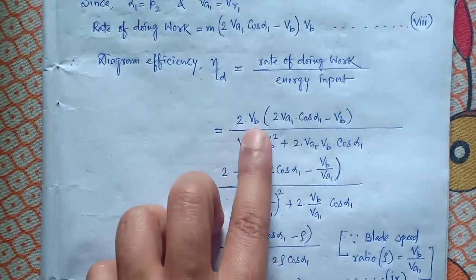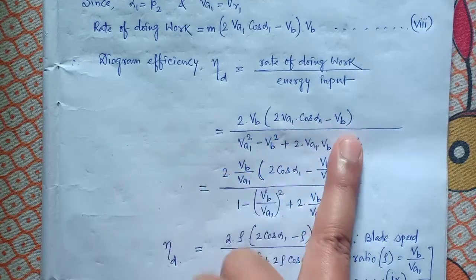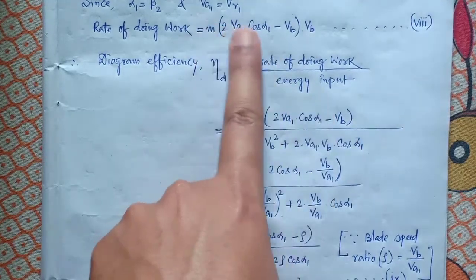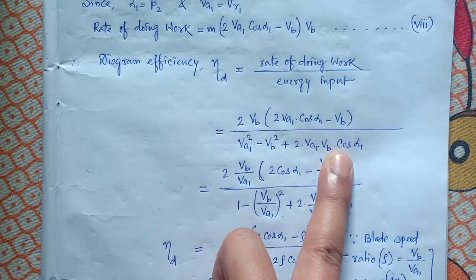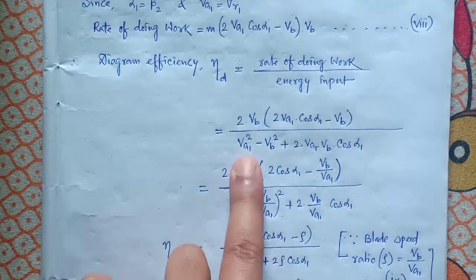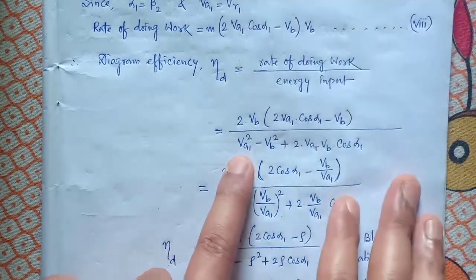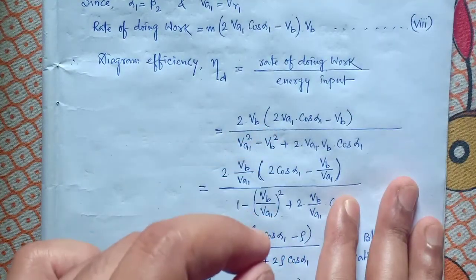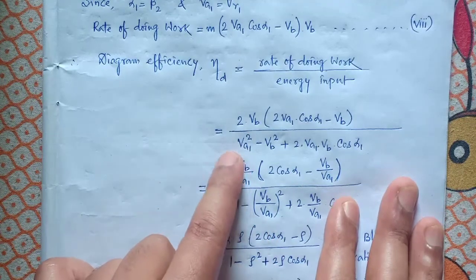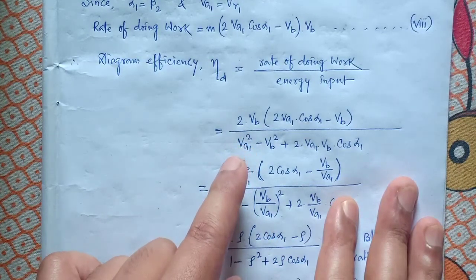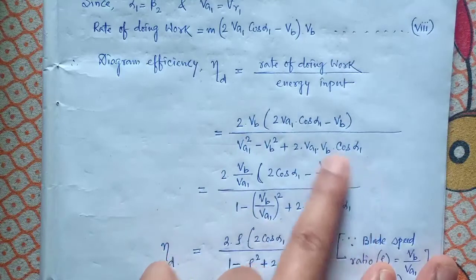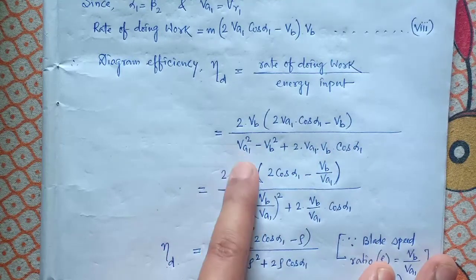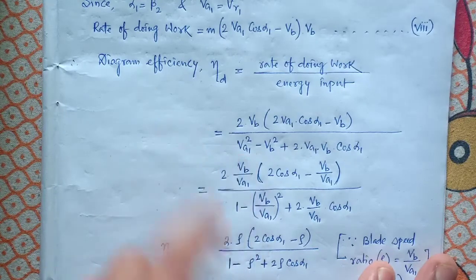So 2 into VB into 2 VA1 cos alpha 1 minus VB, and the energy input is this value. Both the m's will cancel out. Now, taking VA1 square from the denominator as common, the expression will look like this way.